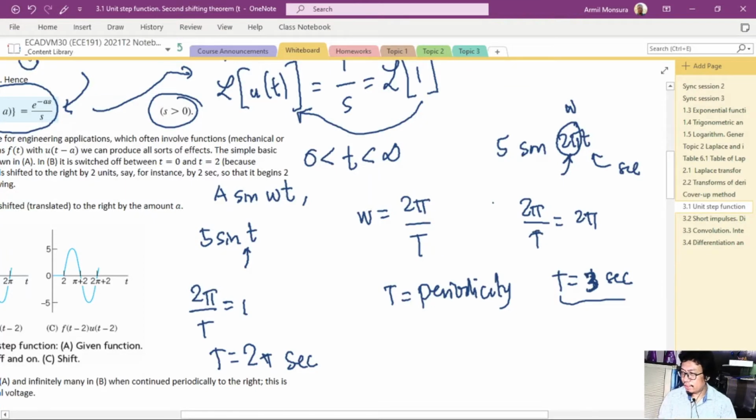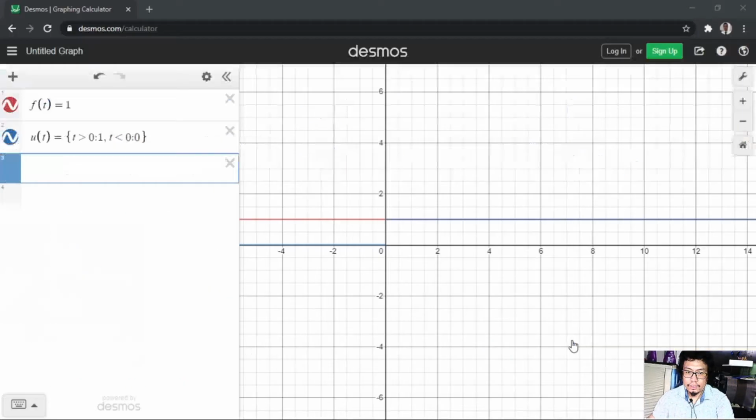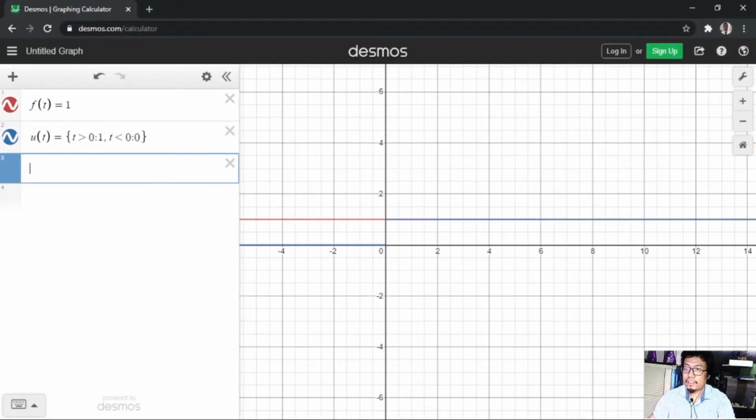So if the period is 3 seconds, then omega should be expressed as 2 pi over 3. So our signal, 5 sine of 2 pi t over 3, would be periodic every 3 seconds. Okay? Let us verify that one by actually plotting these signals.